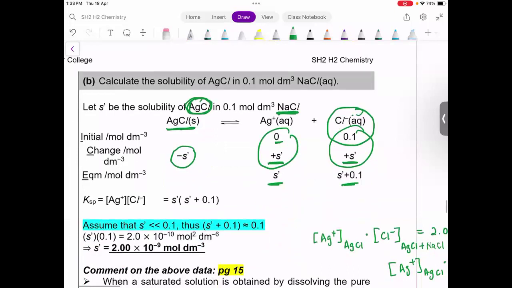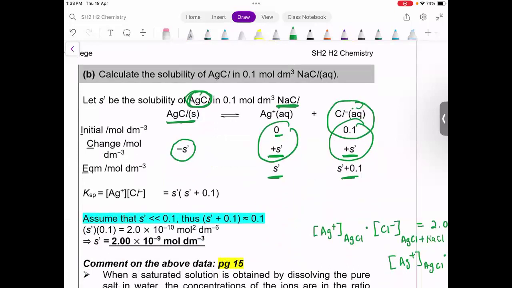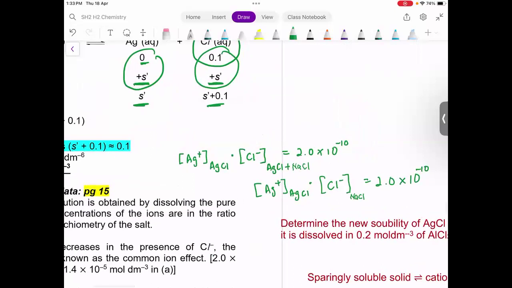In this case, if you talk about the concentration of chloride, you must recognize that the chloride comes from two sources, coming from silver chloride as well as your sodium chloride, while the Ag+ only comes from your silver chloride.